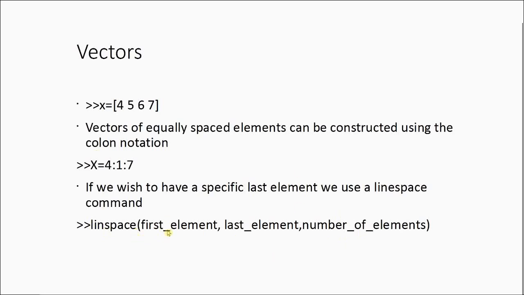The default value for the number of elements is 100. So if you want to generate 100 elements, there is no need to put that 100 again. It's enough to put the first element and last element; you can skip the number of elements. For example, if you want to generate 50 elements between the first element and last element, you have to put that number. The spacing between these elements can be calculated by the formula: last element minus first element, divided by number of elements minus 1.